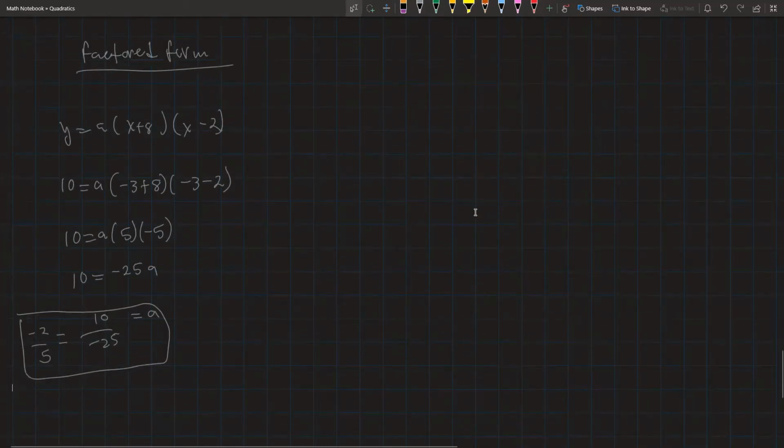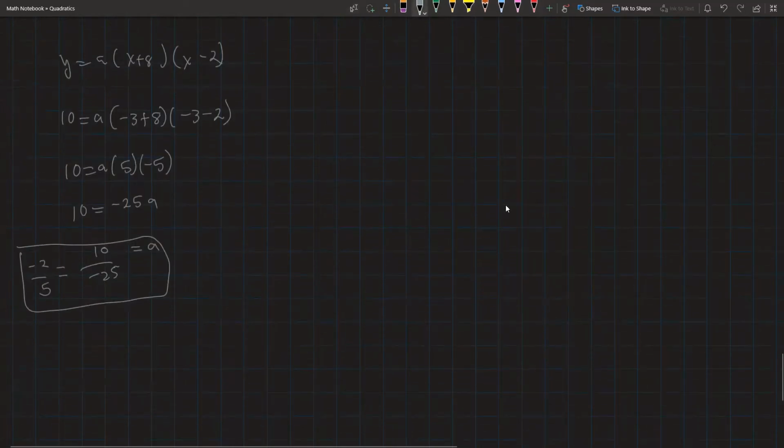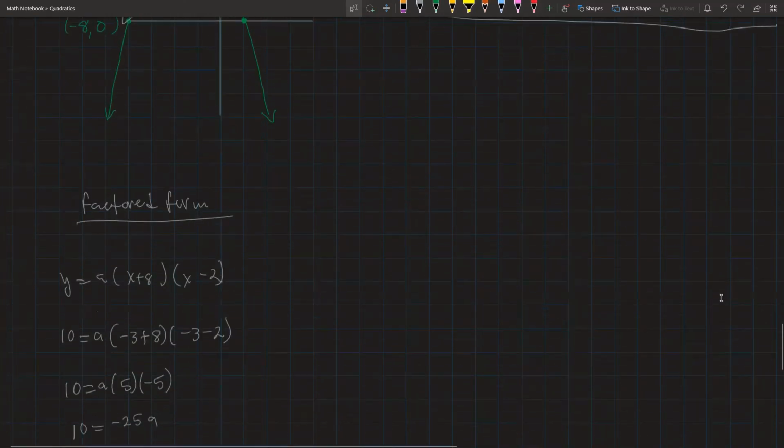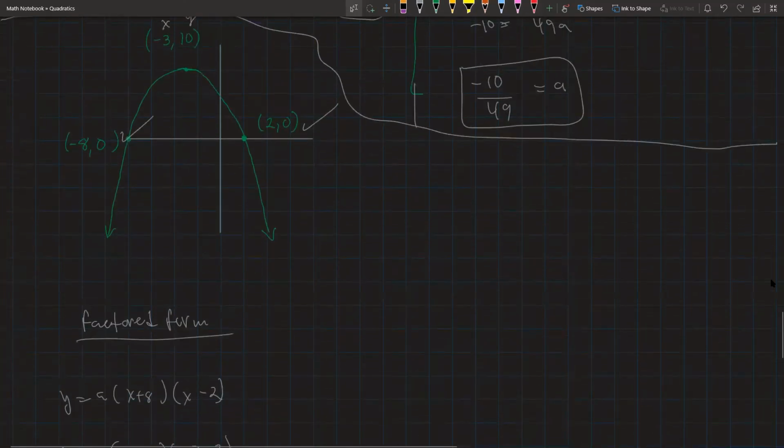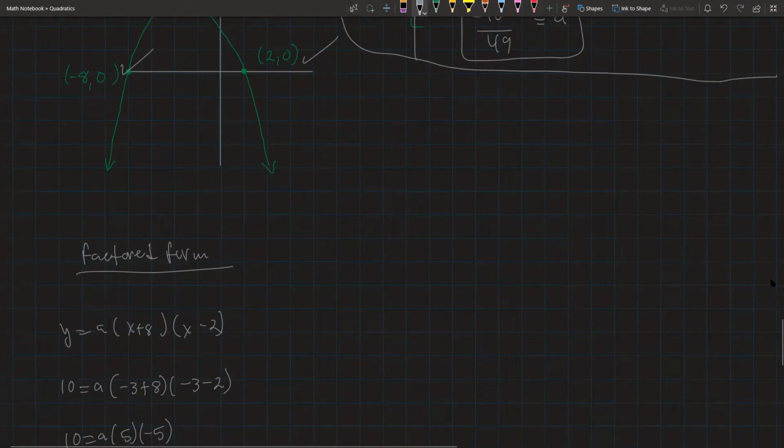Oh, and what's nice is that we can say, all right, and you'll see, hopefully we get the same a factor next. We can say that y equals negative 2 over 5 times x plus 8 times x minus 2. If we don't get an a term of negative 2 over 5 next, then I did something wrong and we've got to check our work. Cool, that's factor form. And that's what I'm saying. If you notice both, then oh man, you're doing really good.